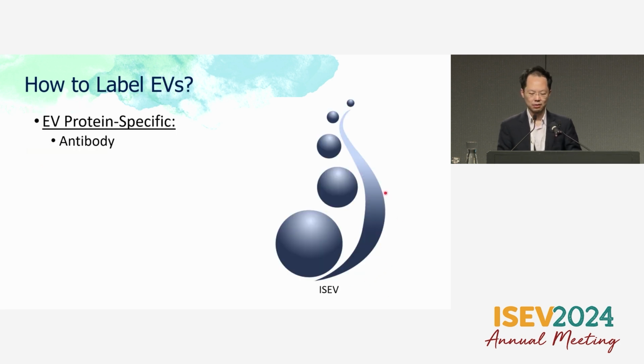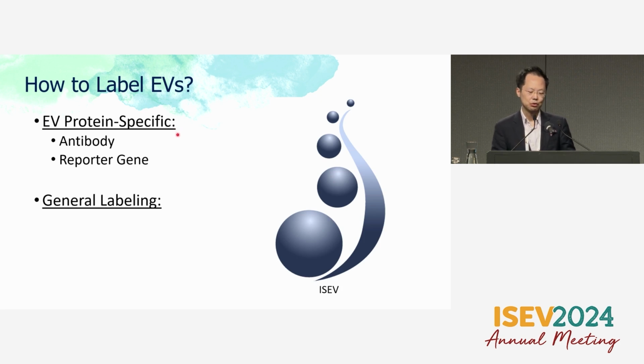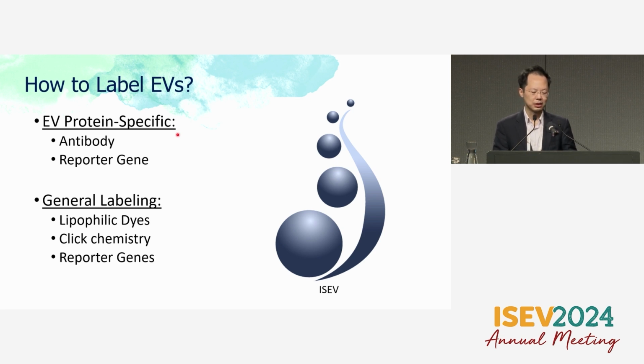Now, how do you label your vesicles? You can do it by antibody, or you can do it by reporter gene. Usually this would be more EV protein-specific labeling. Or you can do general labeling. You can use lipophilic dye, or you can use click chemistry, where you metabolically label the membrane and then do click chemistry to label vesicles in general. Again, you can also have general labeling reporters, and you can also have radionucleotides or other contrast agents to help you label.